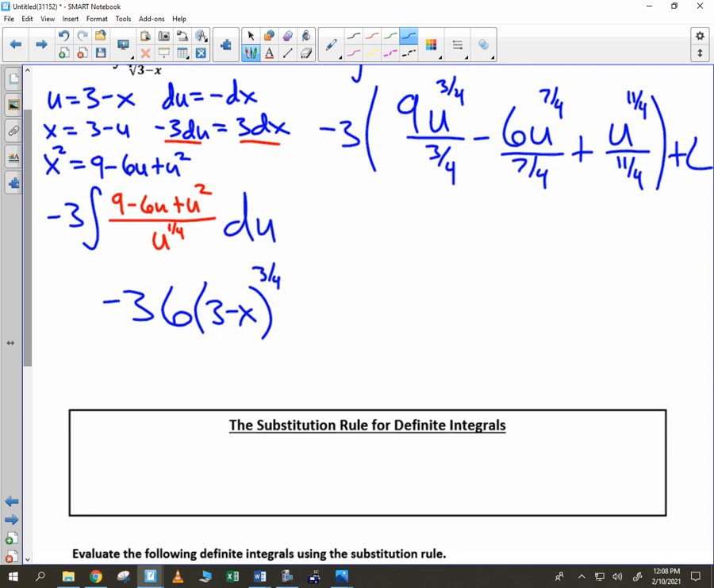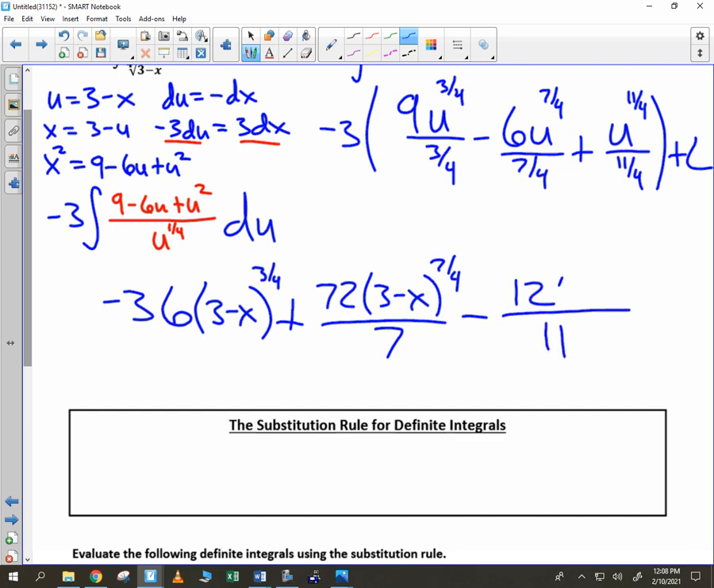Okay, the next sign is going to be positive. I'm going to multiply by 4 and divide by 7, right? So multiply by 4 gives me 24 times 3 is 72 over 7, plus 72 times 3 minus x to the 7/4 over 7. Next one's going to be a minus. Multiply by 4, divide by 11. So negative 12 over 11. That's going to be 3 minus x to the 11/4.